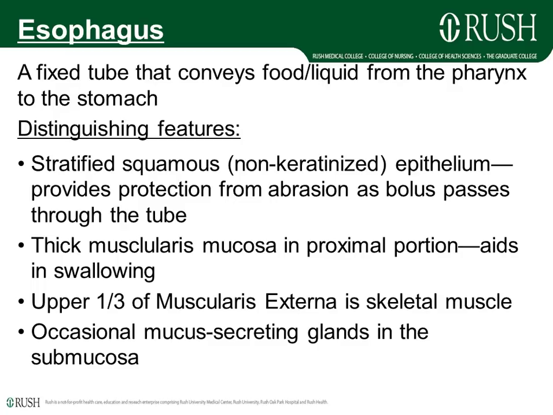The upper third of the muscularis externa is skeletal muscle because swallowing is a voluntary process. The skeletal muscle gradually transitions to all smooth muscle in more distal portions of the esophagus. The esophagus also may contain some mucus-secreting glands in the submucosa, which help to move the bolus of food freely throughout the tube.